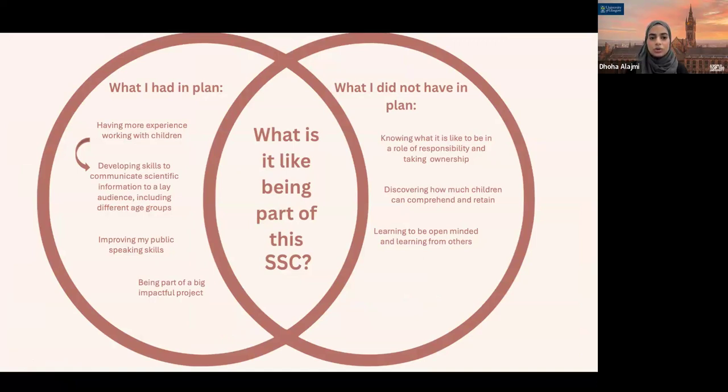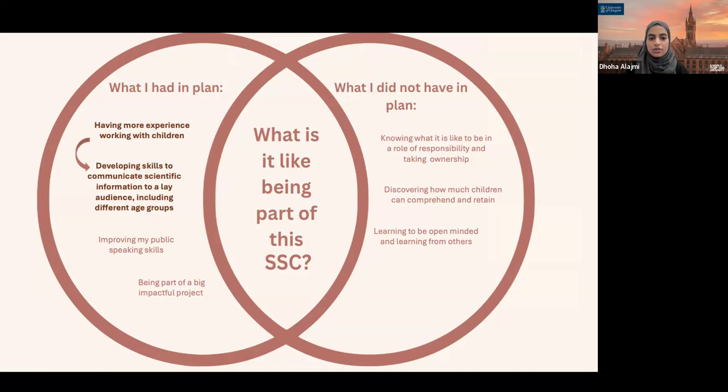So first I'm going to talk about what I had in plan, specifically why I chose this SSC in the beginning. A bit about myself is that I am interested in child health and well-being. So when I saw the module description of this SSC, including working in a primary school, I was very excited to have an opportunity to work closely with children and further develop my communication skills with a younger age group.